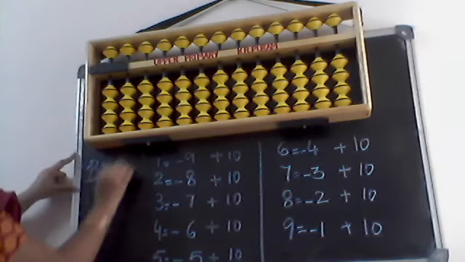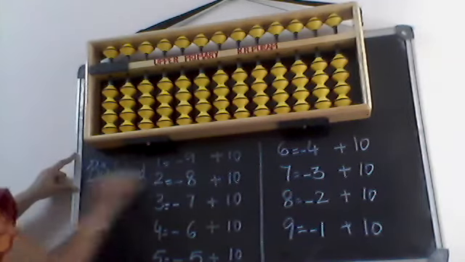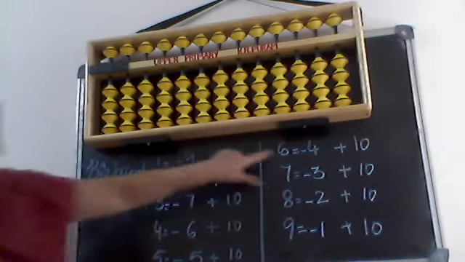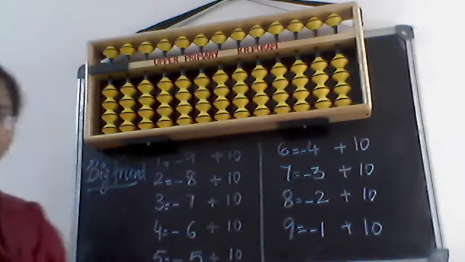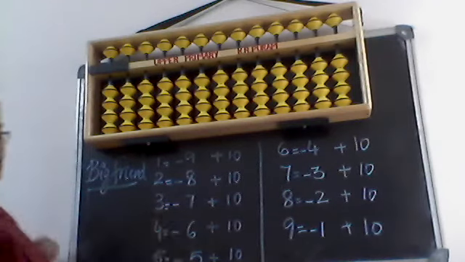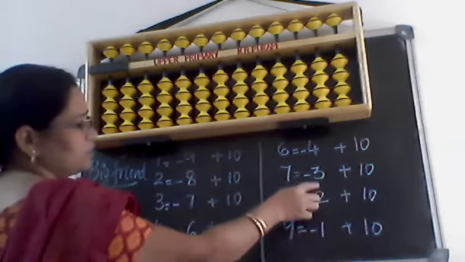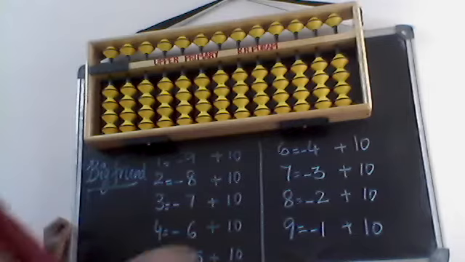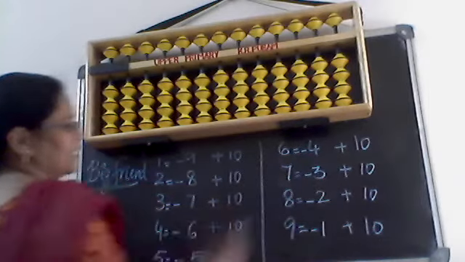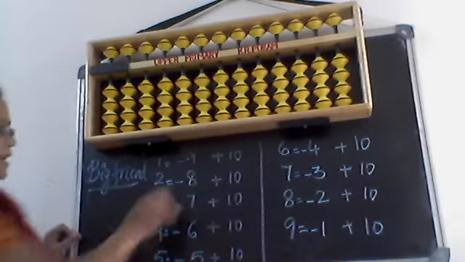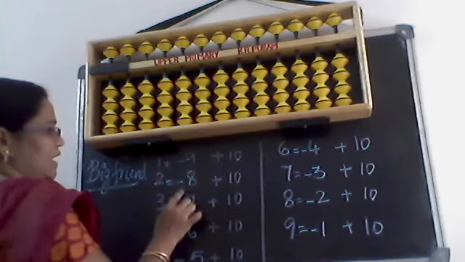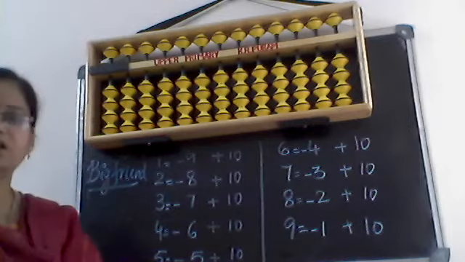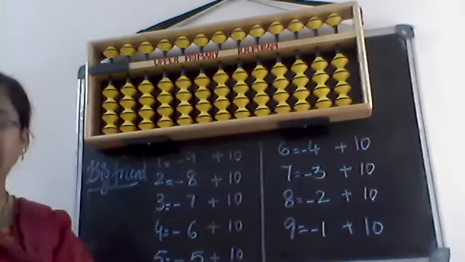Big friend addition. Once again, first you write 1, 2, 3, 4, 5, 6, 7, 8, 9. Then you don't write equal and minus. Write down in the reverse order, 1 to 9. Then everywhere you add 10. Then you put a minus sign: minus 9 plus 10, minus 8. Put minus sign everywhere. This is how we learn the technique of big friend addition.